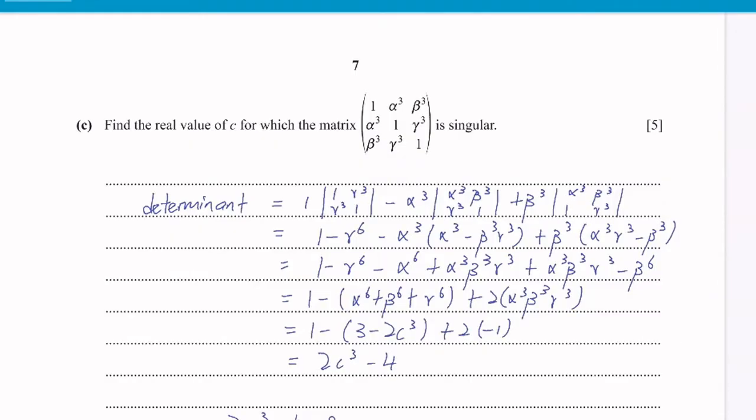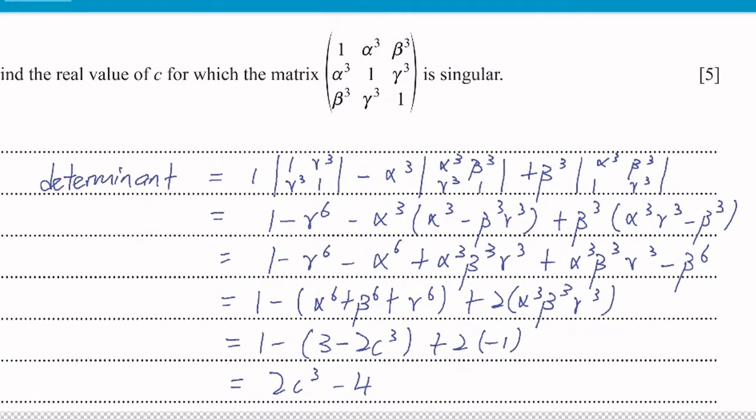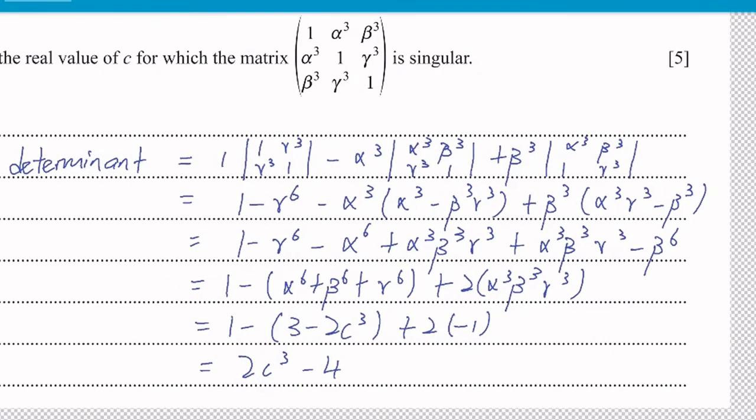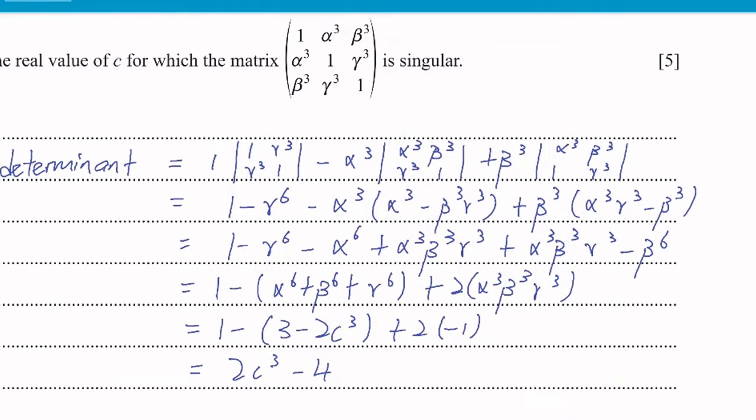Okay, so part C: find the real value of c for which the matrix of this is singular. So from here, we need to expand this matrix by using the determinant. We can work out the determinant, and as we look at the terms there, there are some terms that we can collect together, which is what we have found in the previous part, part B. And some more, this is our alpha, beta, gamma cubed.